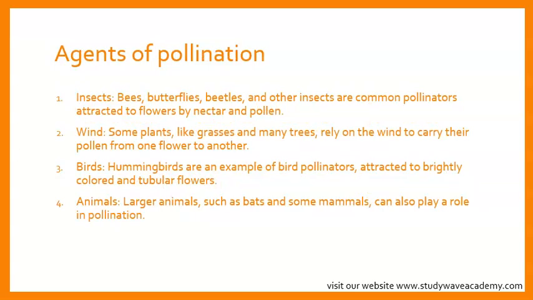The agents of pollination are the things or organisms that help in the process of pollination. Okay? We have the insects: bees, butterflies, beetles, and other insects are often pollinators attracted to flowers by nectar and pollen. So insects are agents of pollination. They help in the process of pollination, okay? Bees, butterflies, beetles, and other insects visit flowers, transferring pollen as they collect nectar.